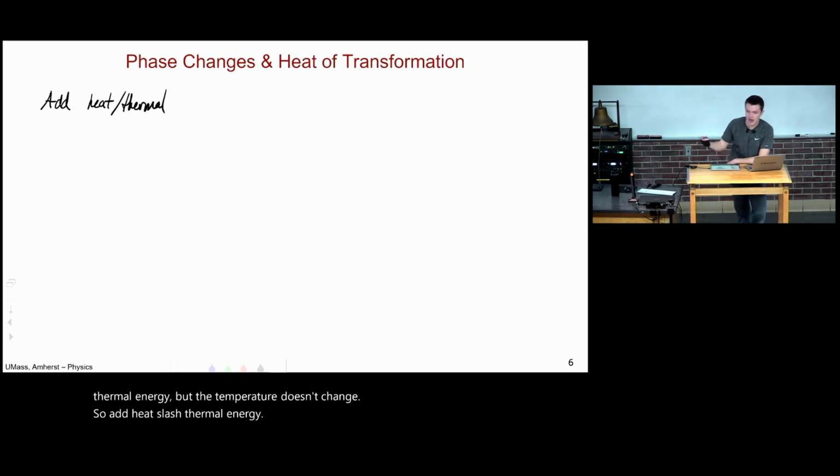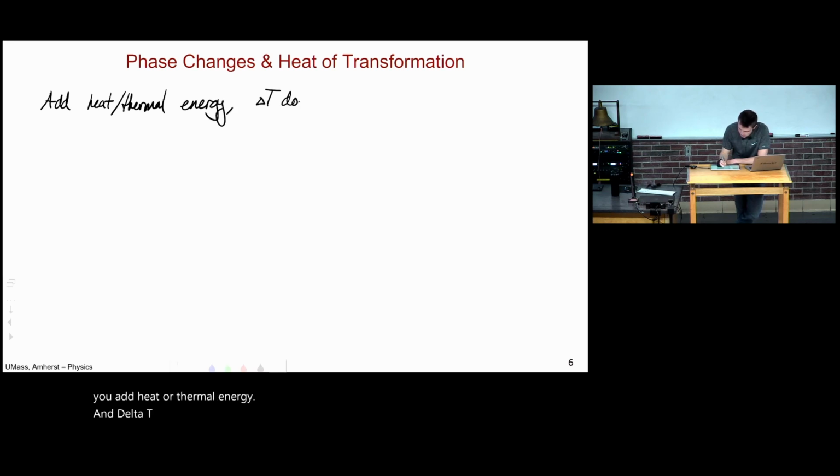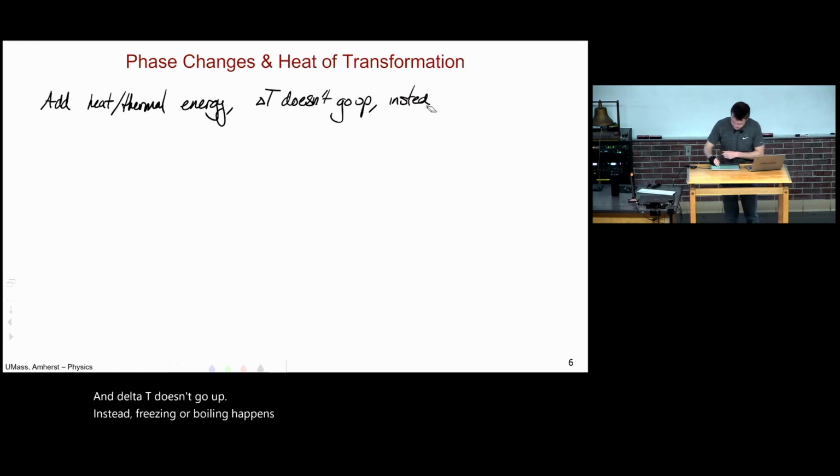Obviously, you can take it out and do the phase change in reverse, like freezing. But so you add heat or thermal energy, and delta T doesn't go up. Instead, freezing or boiling happens, or condensation, and so on.